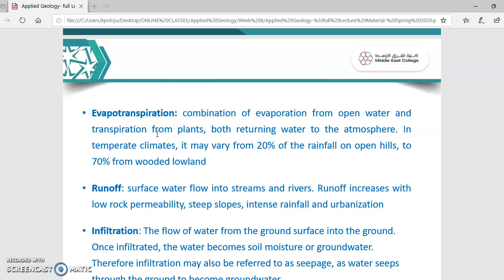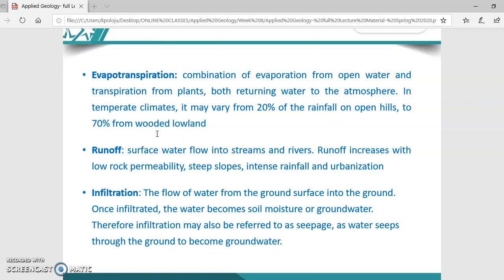Evapotranspiration is nothing but a combination of evaporation and transpiration. Evaporation and transpiration both lead to precipitation. But evaporation is from open water and transpiration is from plants. The combination of these two is called evapotranspiration.